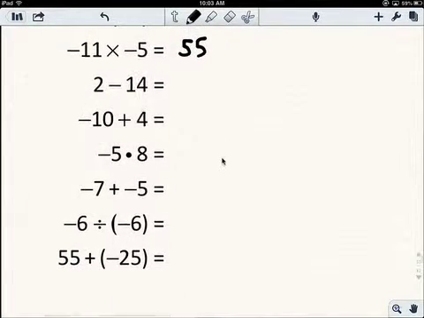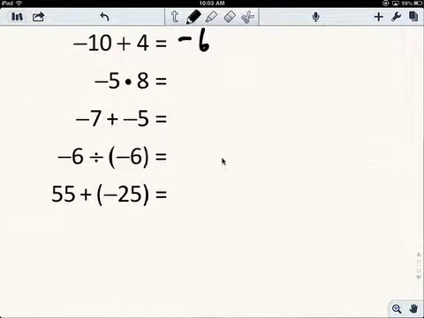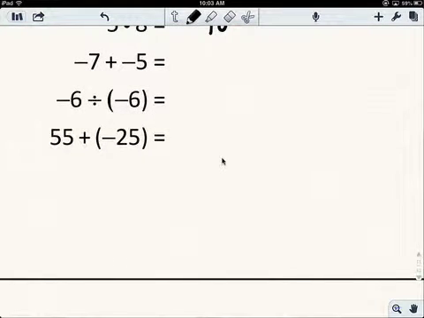2 minus 14 is, I'm going to step past 0, and then I have to take 12 more steps. So it'd be -12. -10 plus 4, I get closer to 0, so that's going to be -6. -5 times 8, that's negative times a positive, which gives me a negative. 5 times 8 is 40. -7 plus -5 is -12, because that's just like -7 minus 5. We get a little farther away from 0.